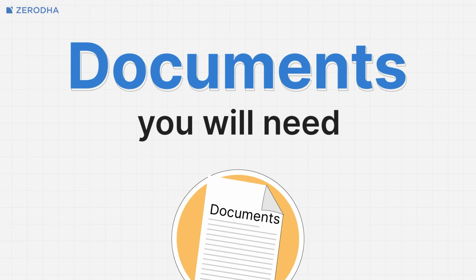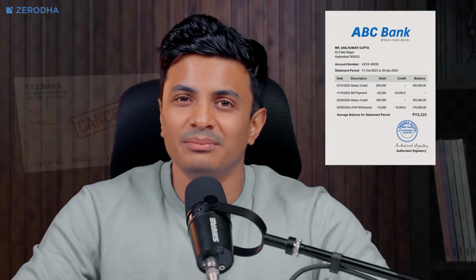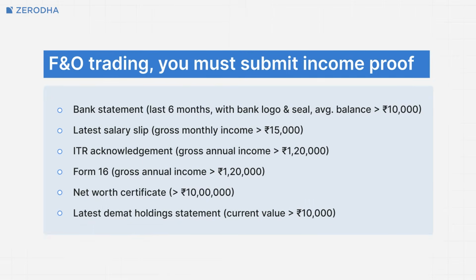step by step. First, let's gather what you'll need. You'll need an Aadhaar linked to a mobile number for digital signature. You'll need a PAN card, which acts as your tax identity. You'll need a bank proof, which can be any one of the following: a cancelled cheque with your name clearly printed on it, or a bank statement showing your account details, or a passbook with bank seal and IFSC code clearly printed. And if you want to trade futures and options, you need to submit one of the following as income proof.